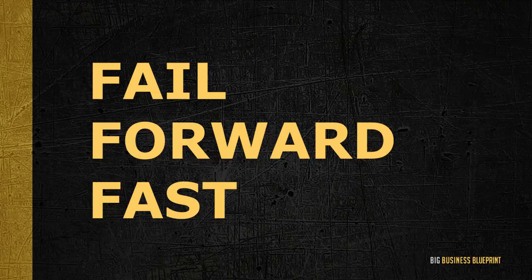This method is called failing forward fast. The process is this. You want to get an idea quickly that solves the biggest problem of your target audience. Ask if they would buy it. Sell it to them, get the money, and with that money, you go to a manufacturer and make the product.